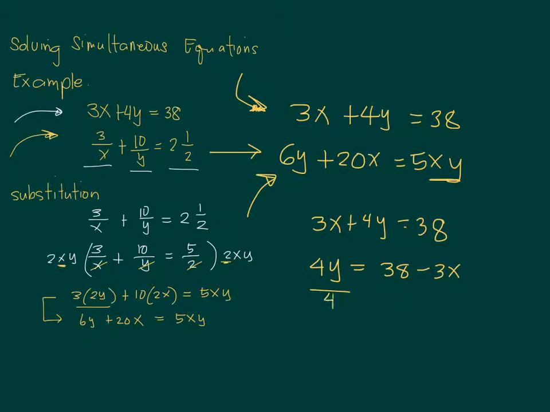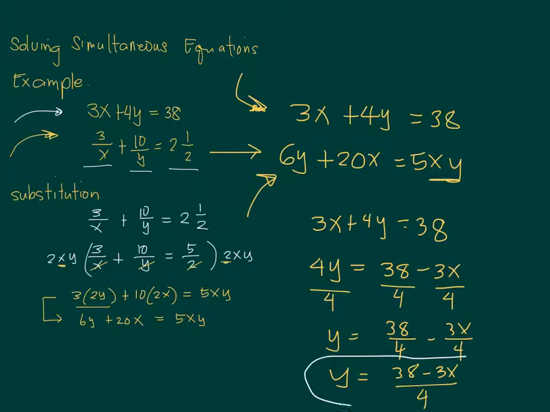Then if I divide this by 4, and I divide this by 4 and by 4, so y is equal to 38 over 4 minus 3x over 4, or you can see that as 38 minus 3x over 4. So this is the y value. So this y will be used in the second equation, okay. It will replace all the y in the second equation. That is why it's called substitution.